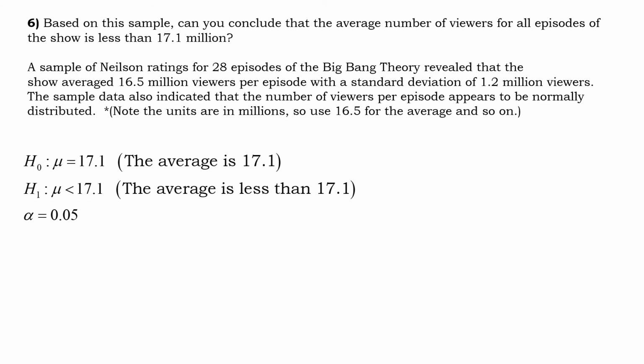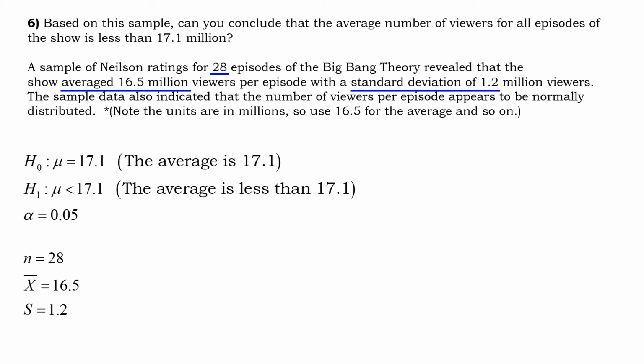Now, what do we know? We have information about the ratings for 28 episodes. So that's a sample of the 14 seasons, right? So we have a sample of 28 episodes. That sample had an average, an X bar, of 16.5 million and a standard deviation of 1.2 million. So the data we have is n equals 28, a sample of 28 episodes. The sample mean is 16.5. Remember, the units are in millions. And the standard deviation is 1.2, excuse me, again, those units are millions.